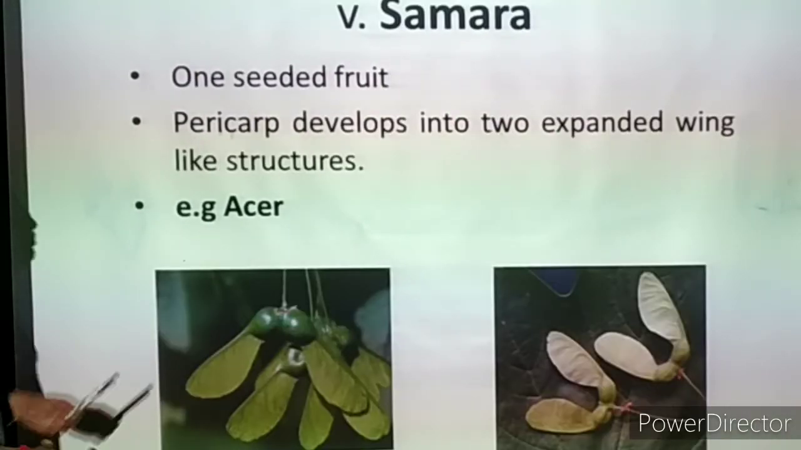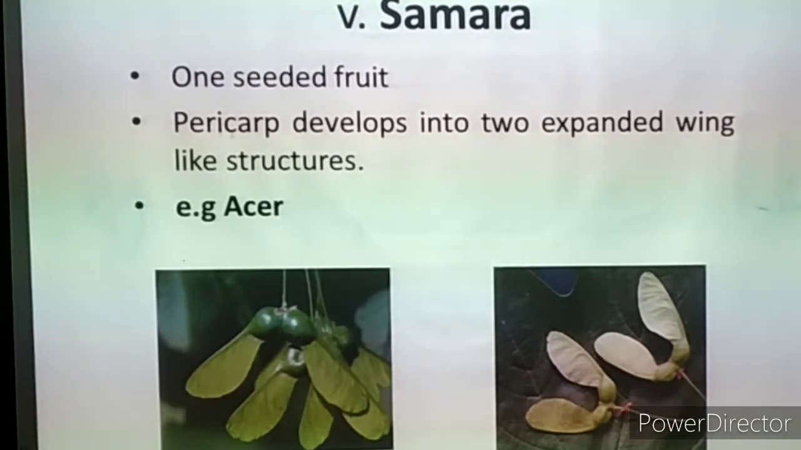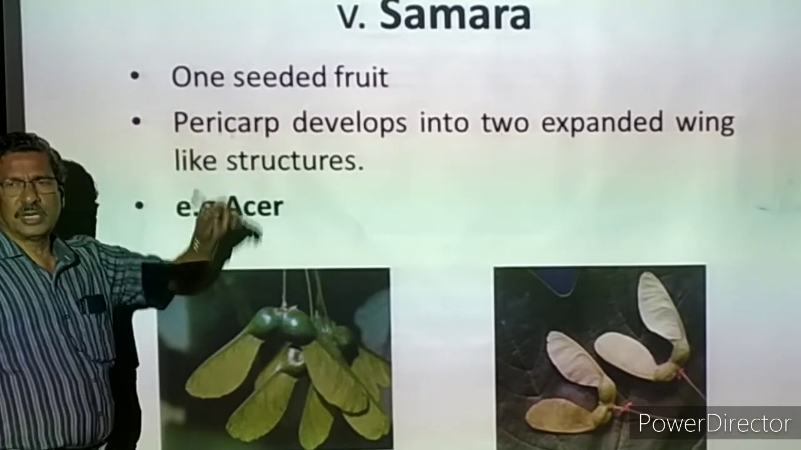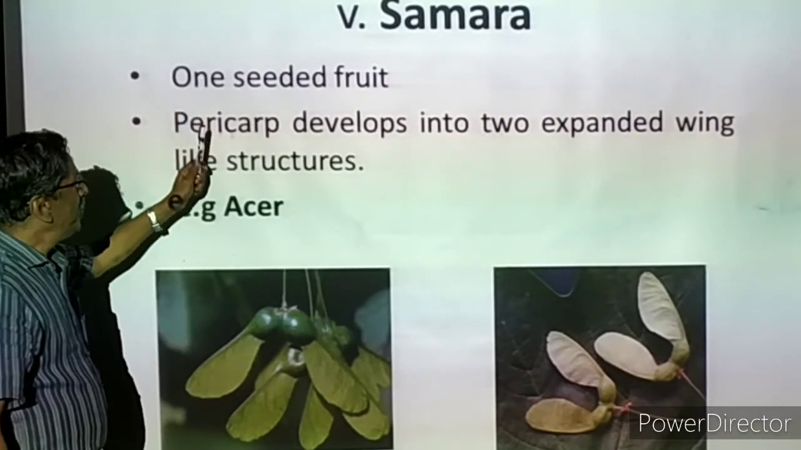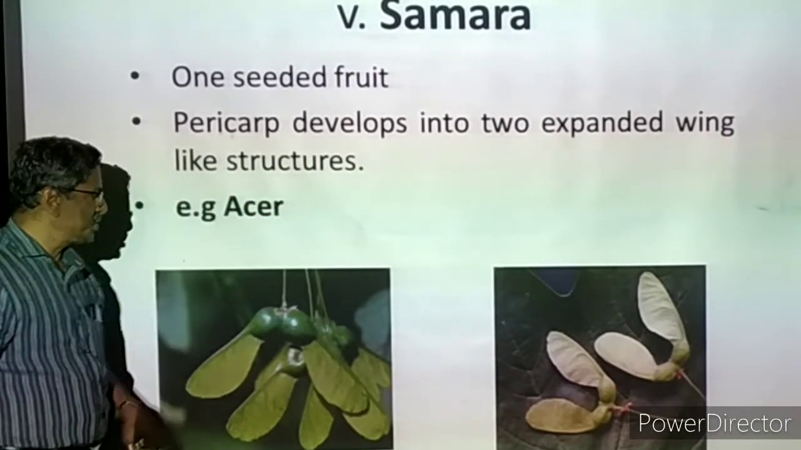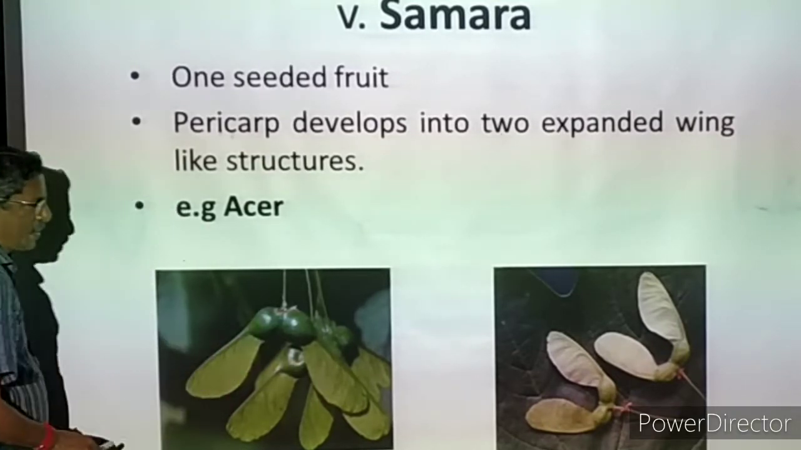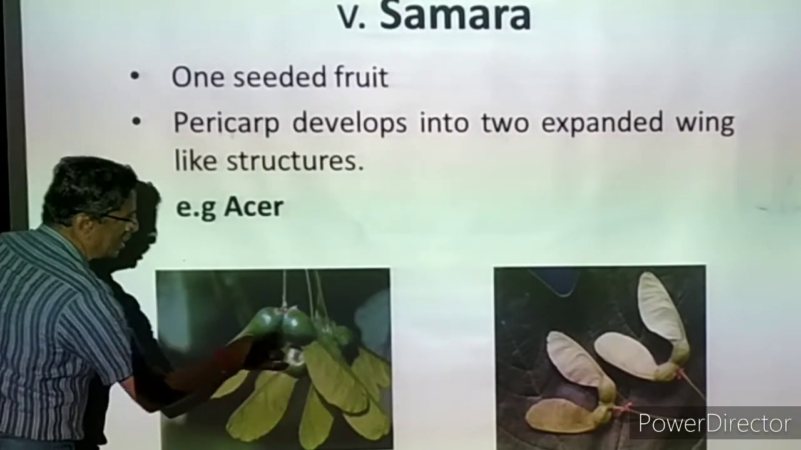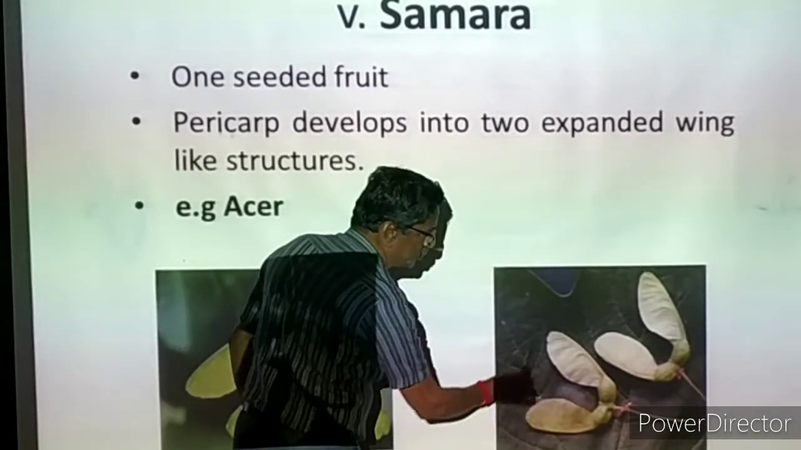Now we are coming to the fifth one, samara. What actually is samara? We have to see. It is a one-seeded fruit. In this group, everything is a one-seeded fruit. The pericarp develops into two expanded wing-like structures. The whole thing is called the fruit. Even this side you can take. This is very clear. This is one fruit.